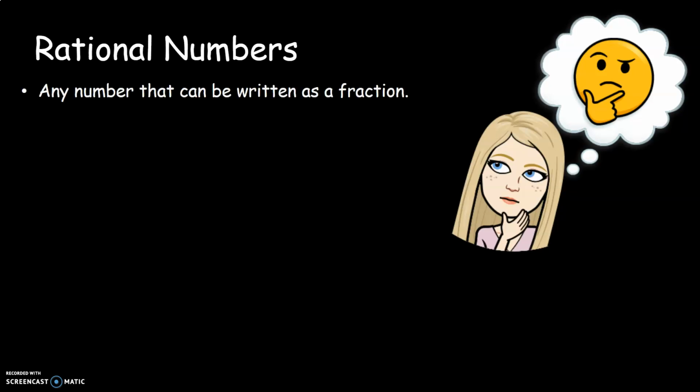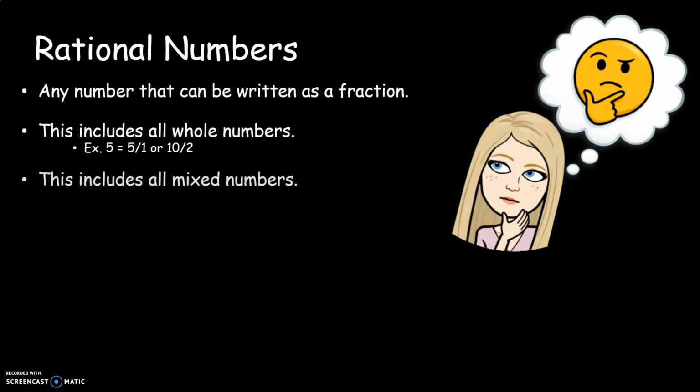A rational number is any number that can be written as a fraction. So that includes all whole numbers. So we can always say a whole number 5 is really just a fraction of 5 over 1, or you could say 10 over 2 as well. So whole numbers can still be written as fractions.